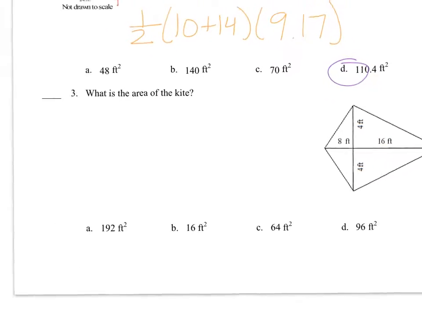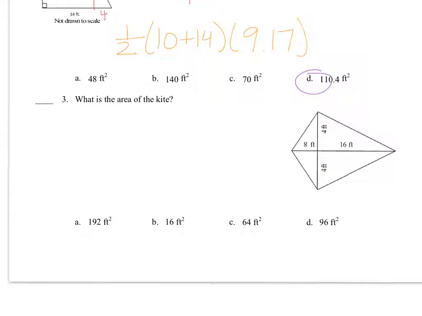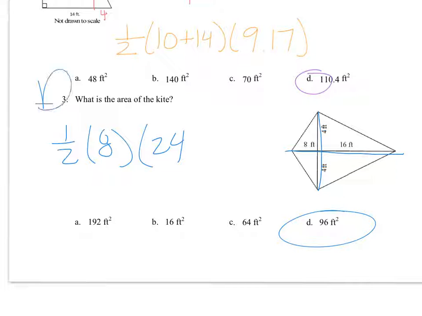Next. So one thing when I look at this picture, I have a portion for each one. So the area of a kite, remember, you can use your formula sheet on the test and your cheat sheet. So 1/2 times my diagonal. This diagonal will be 8 times my other diagonal. This diagonal will be 24, which will be 96. D.